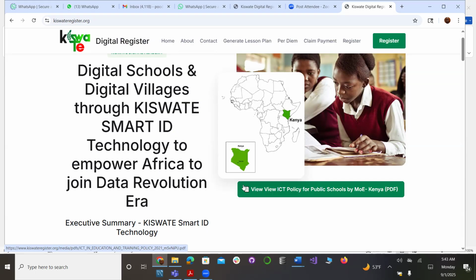Yes, let's load digital schools and digital villages. What is smart ID technology? Yes, so as Africans in the diaspora, we are not very happy about the superpowers because we are in the data revolution era and the continent of Africa has been left out. So that is why we have decided to take a deliberate move to come back to Africa and start initiatives that can empower Africa to join the data revolution era. And because charity begins at home, we are starting with Kenya. Hello, Bwana Babusa, is that clear?